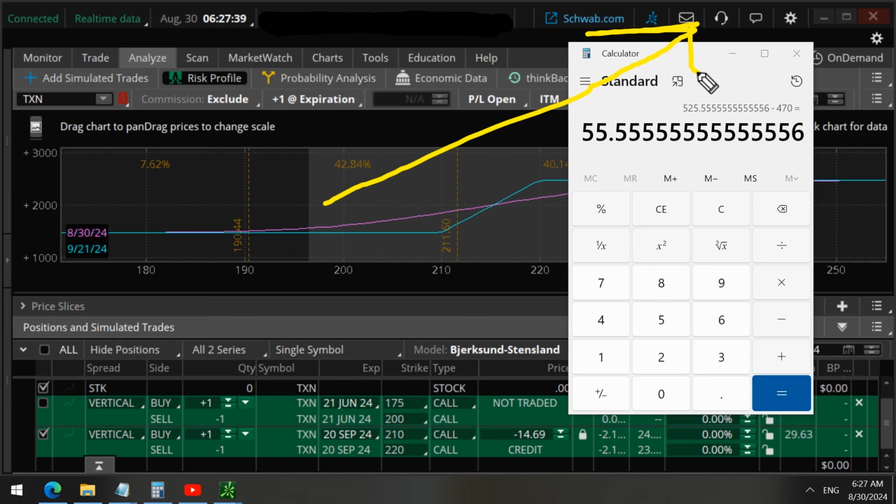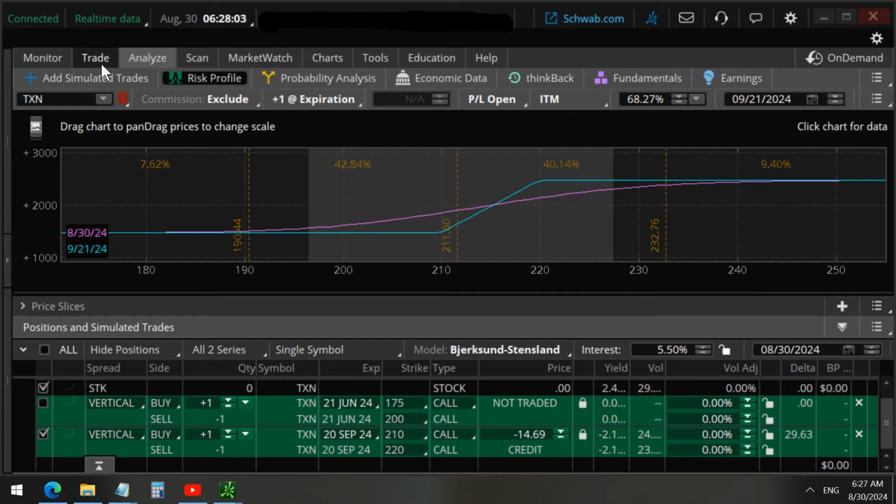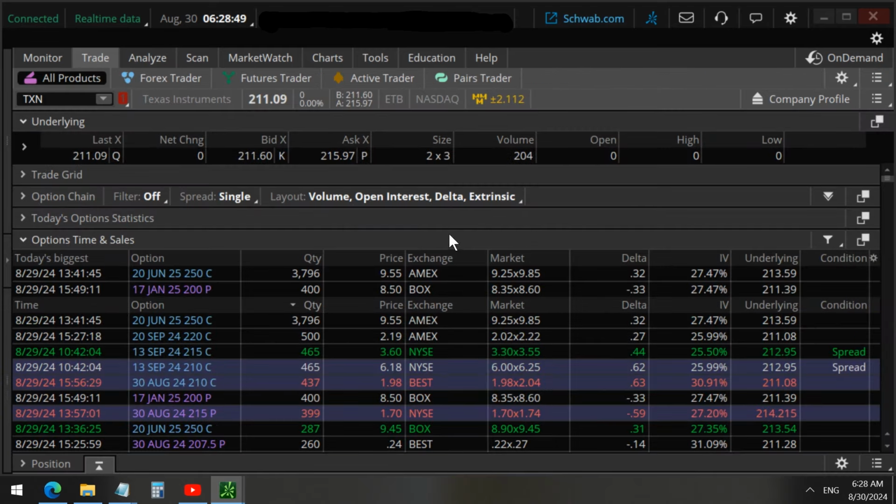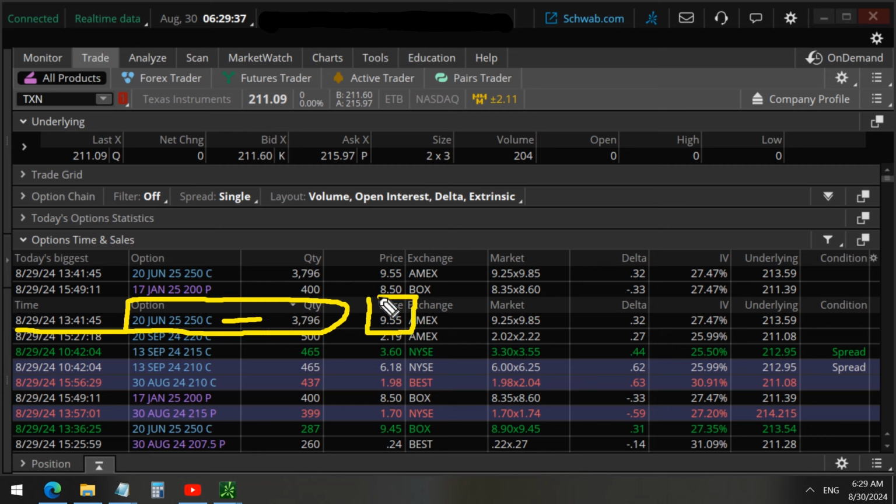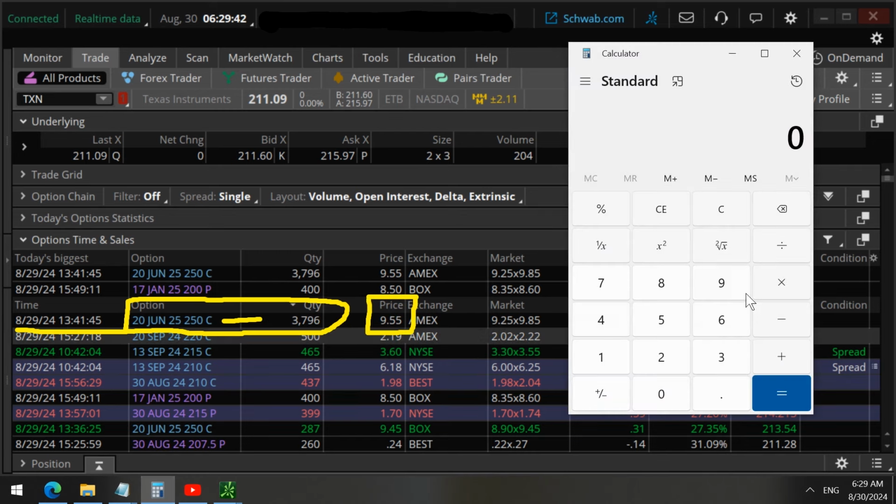And so how did we manage this trade now based on the most recent data? Well, let's take a look at the data as usual. As we can see here on the options time and sales tape, on the last trading day, these 3,796 contracts were being traded for the June 20, 2025 options at the 250 strike calls. And we can see the price that they paid over here. And so we can do a quick calculation of the total trade cost.